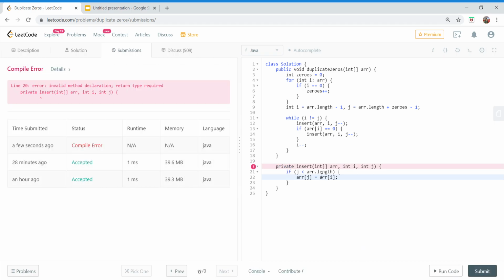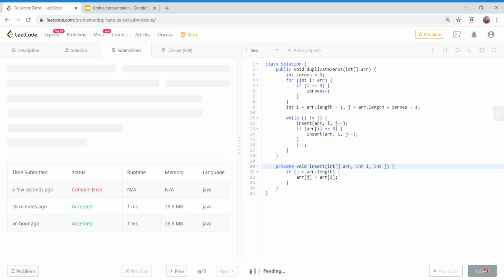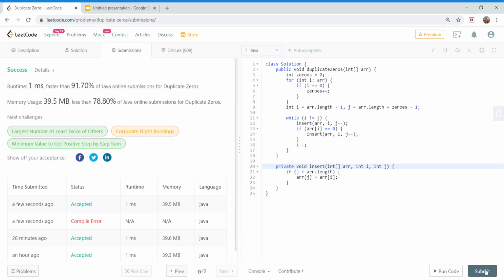Okay, where did I miss? Return type required. We don't want to return anything. Okay, so our solution is a success.